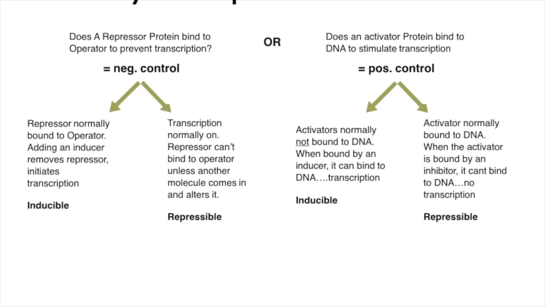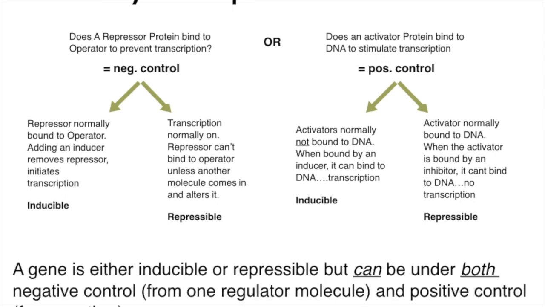Okay? And then under negative control, you can read these definitions and see whether the system is either inducible or repressible. Okay? So just remember that genes are either inducible or repressible, but they can be under both negative control and positive control. Okay? So that would be two different molecules like the repressor protein and the CAP-cAMP complex. Okay? So one exerting negative, one exerting positive control. Again, it's a bit complicated. You're going to want to think about it a bit. You're going to want to roll through those lac operon examples to make sure you really grasp this, okay?